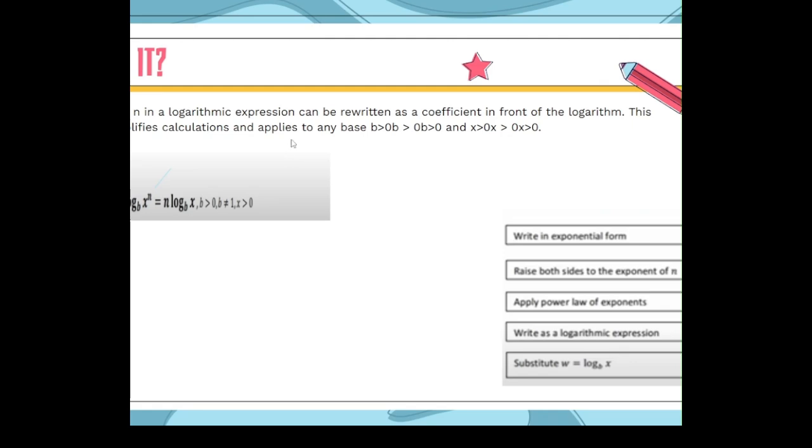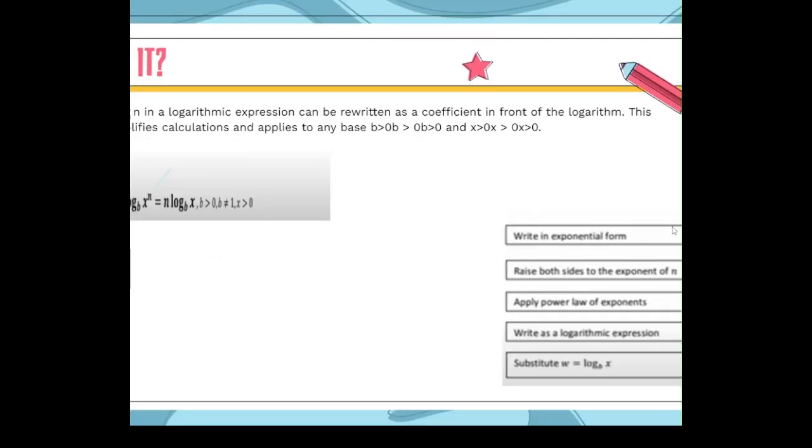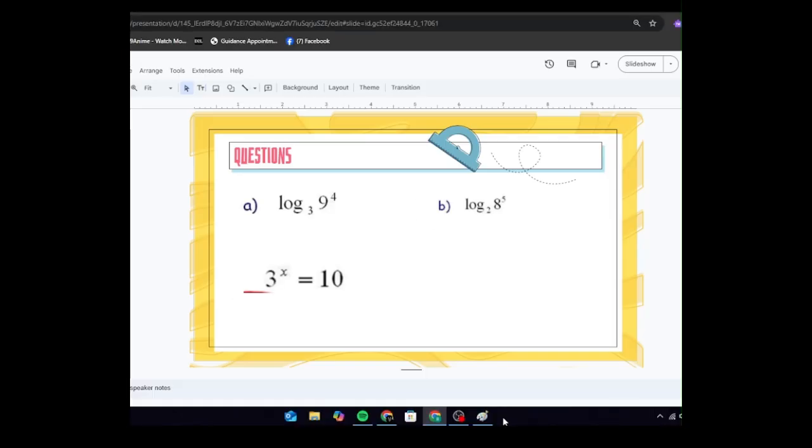The steps to do this: first, we write in exponential form, raise both sides to the exponent of n, apply the power law of exponents, write as a logarithm expression, and then substitute w equals log_b(x). These are the three questions that we will be solving to help you understand how to solve it. So let's get right to it.